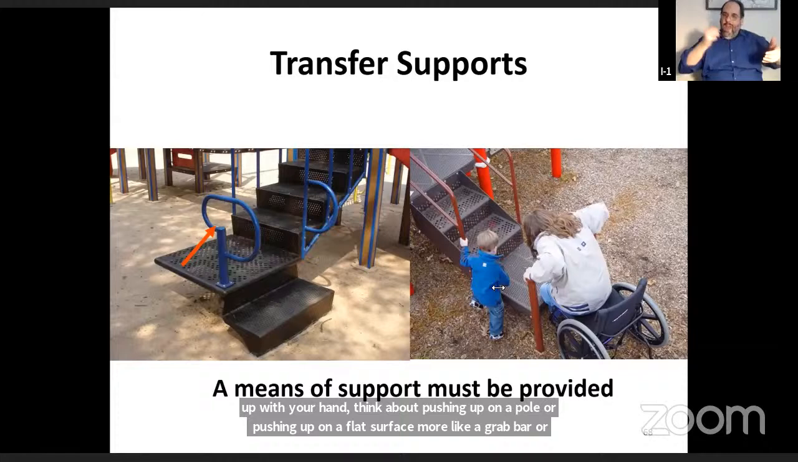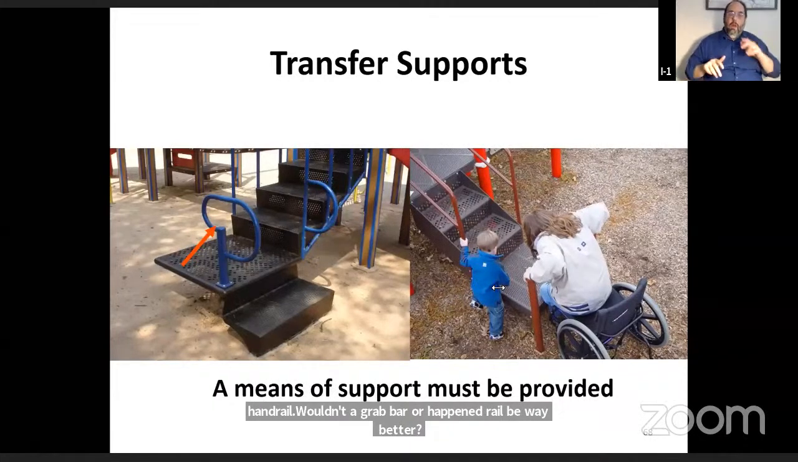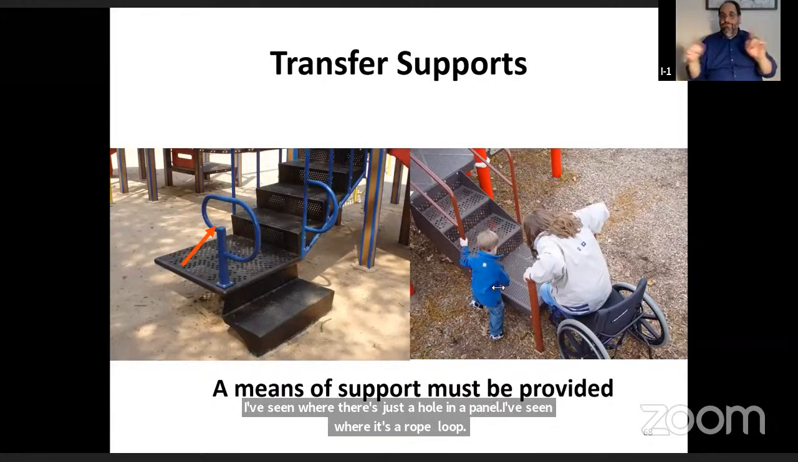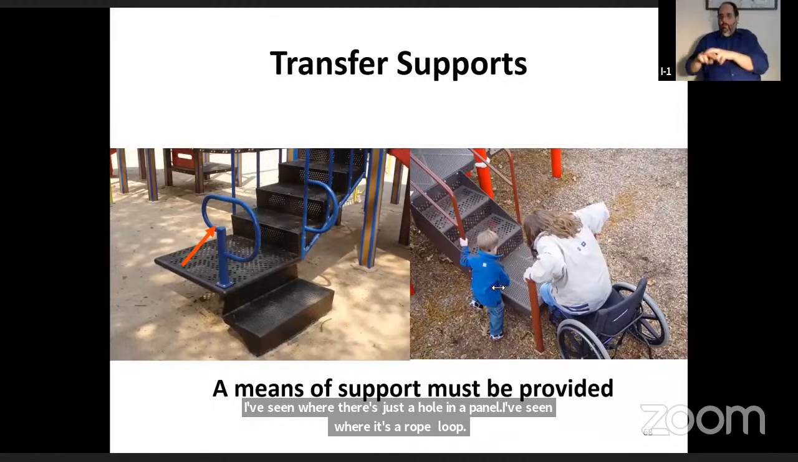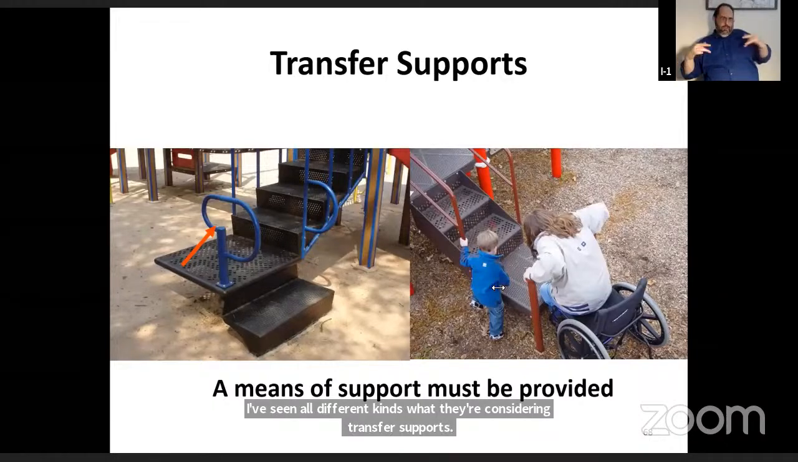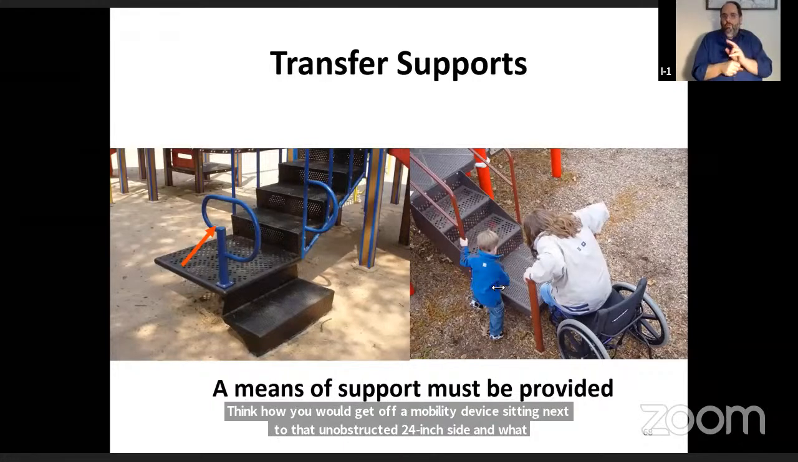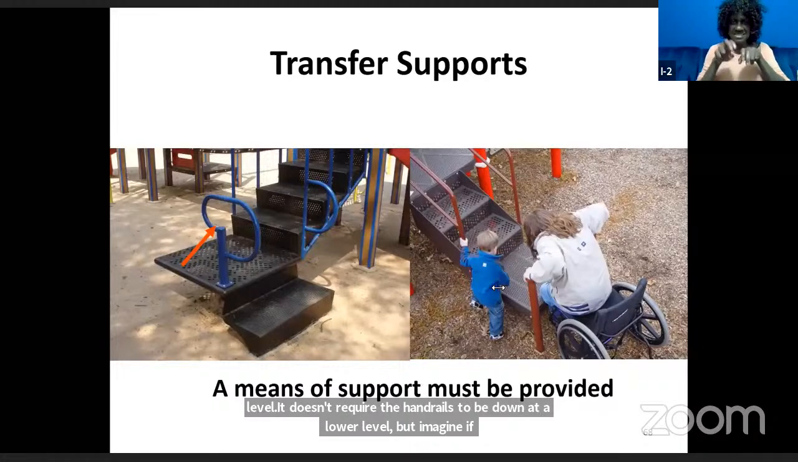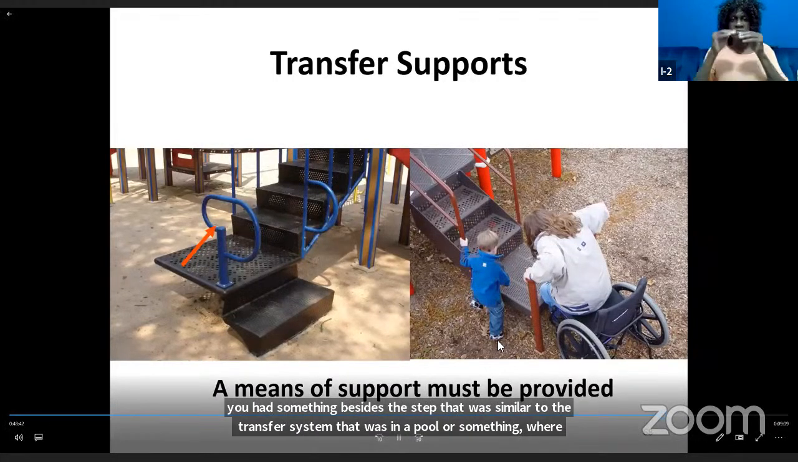I've seen where there's just a hole in a panel. I've seen where it's a rope loop. I've seen all different kinds of what they're considering transfer supports. Listen, think about how you would get off a mobility device, sit next to that unobstructed 24-inch side, and how you'd think about coming out of a mobility device and what you would want and where it needs to be to use it. And then up the transfer steps, what level? It doesn't require the handrails to be down at a lower level, but imagine if you had something besides the step, similar to the transfer system in a pool, where it's 4 inches above the nosing surface where you could still use it to kind of scoot yourself up. I think it could provide greater access.